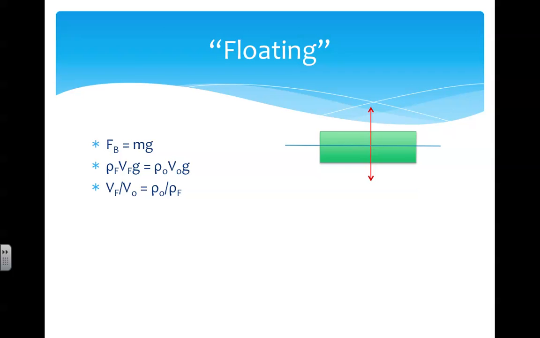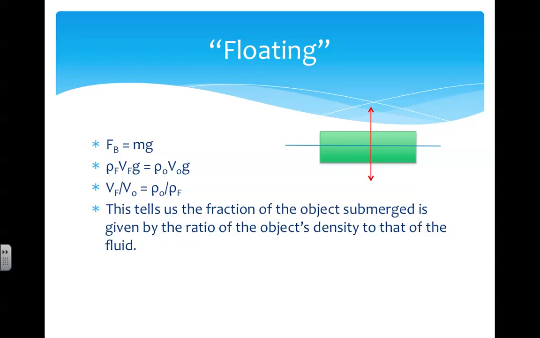The left side of this equation, V_f over V_0, or volume of the fluid displaced divided by volume of the whole object, is basically telling us how much of the object is actually submerged in water. So, this tells us that the fraction of the object submerged is given by the ratio of the object's density to that of the fluid's density.